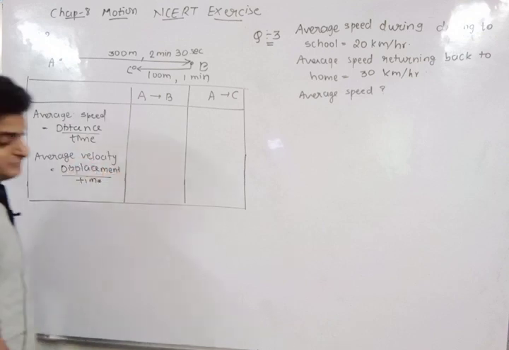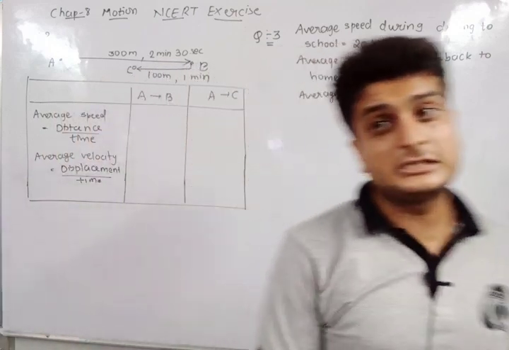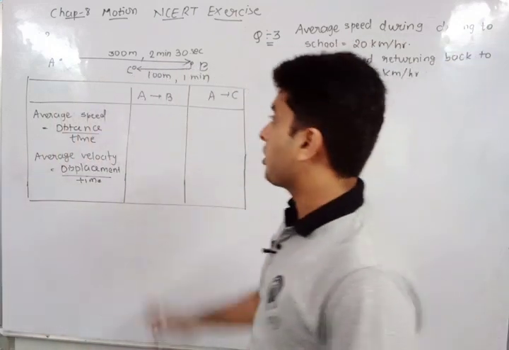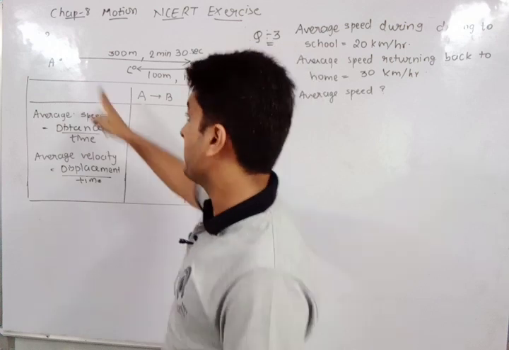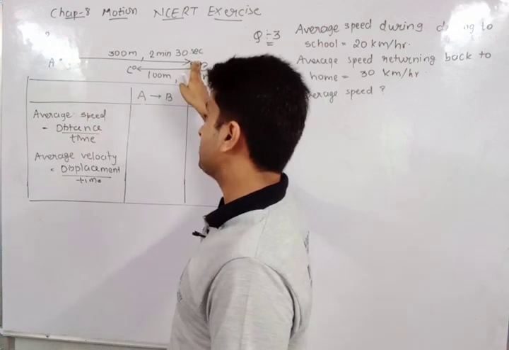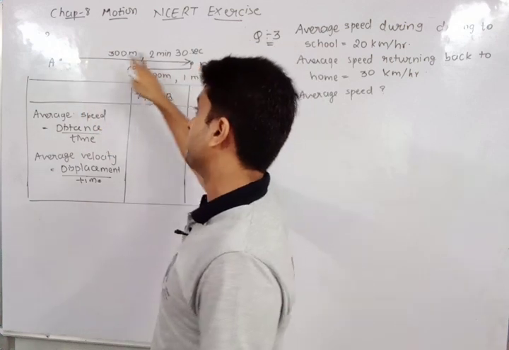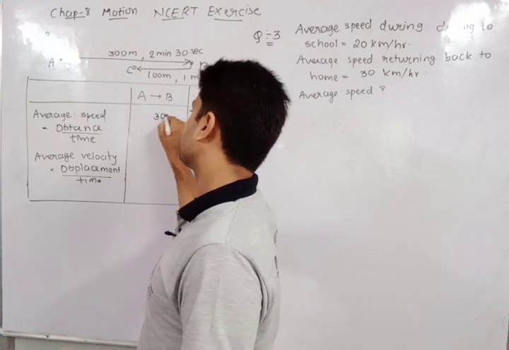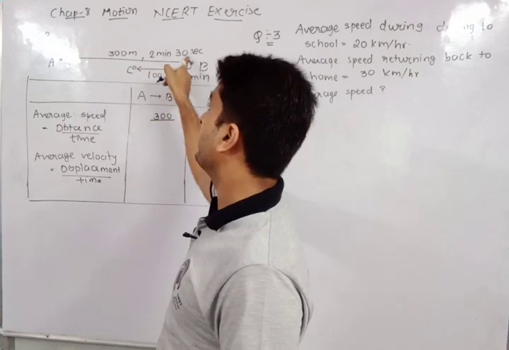What do we write in average velocity? In average velocity we write displacement by time. Okay, let's talk about A to B. Your starting point is A, ending point is B, A to B. What is the distance? 300 meter. What time does it take? 2 minutes 30 seconds.